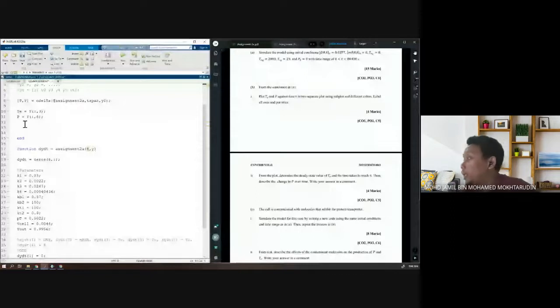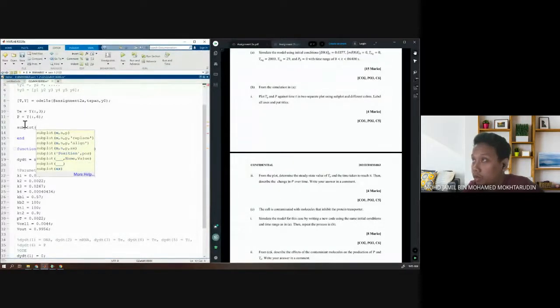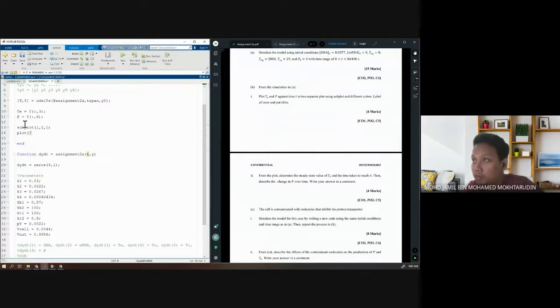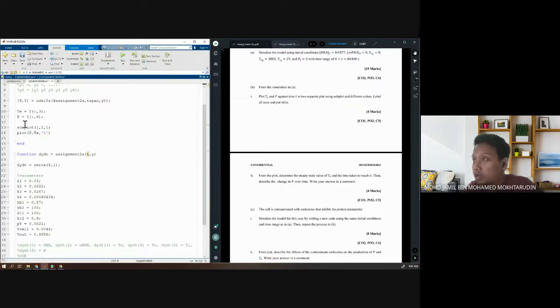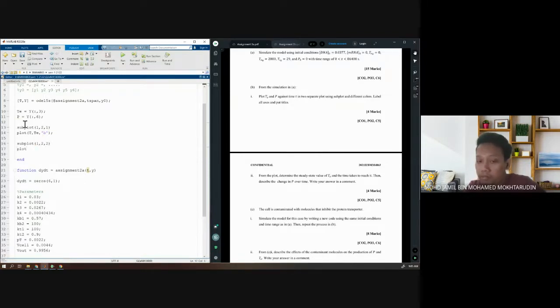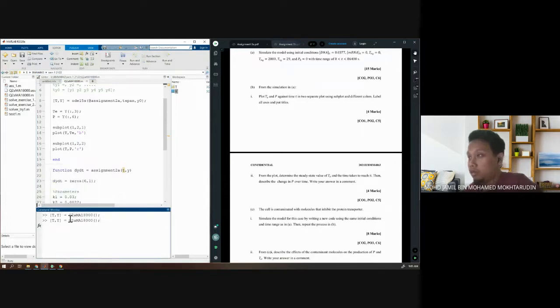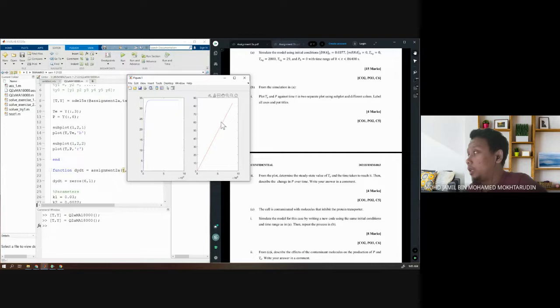So the question asks to plot in subplot. So you can write subplot, 1 by 2, and the first plot. And then plot time versus TE, maybe color blue. Then plot T versus P, color red. So let's try first. Okay, so we got the plots in separate subplots.